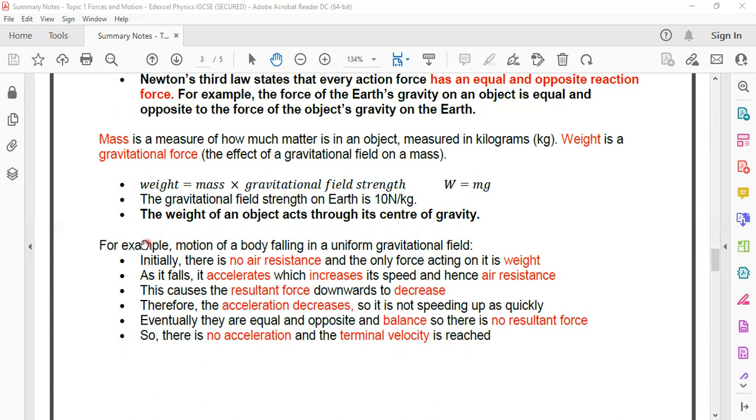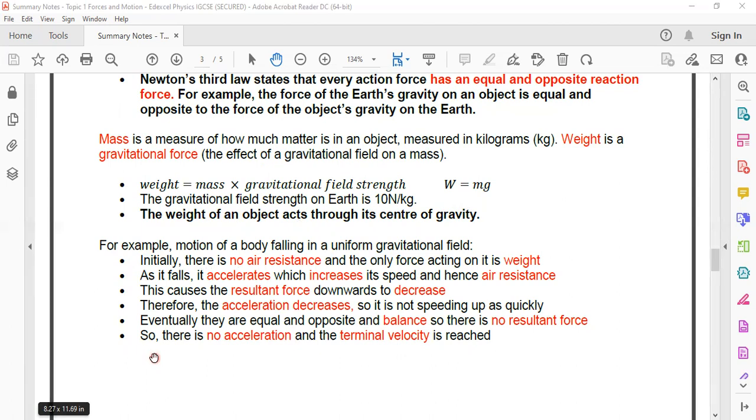Initially क्या होगा कि आपका जो free falling body का motion था, a whole explanation which is asked by the examiner as well. ये कौन सा free falling body motion? Initially there is no air resistance, and only force acting on it is weight. As it falls, it accelerates and increases its speed and hence air resistance.